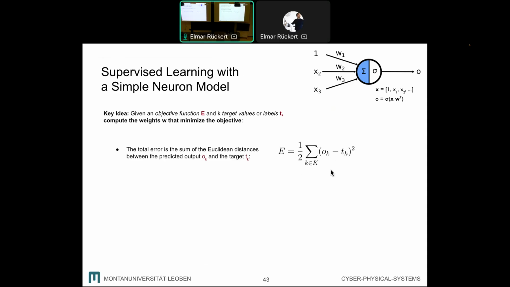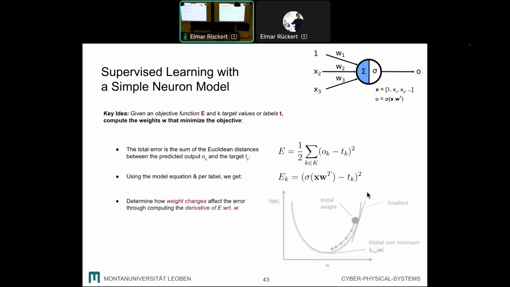In this case, I have here the Euclidean distance over some signals O with some targets T. And I have K elements, K target values. Now in the vector notation, I can say I have this transformation function of our input times the parameters, and I compute here the difference to our target for a single value K. That is nice. And for a single value K, I can now compute the gradient.